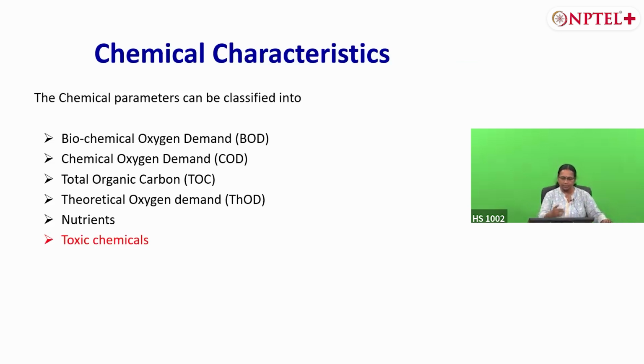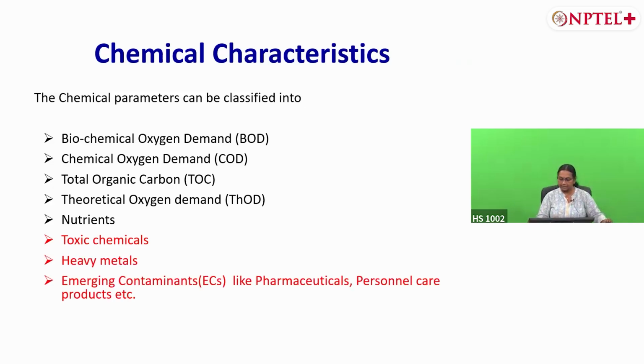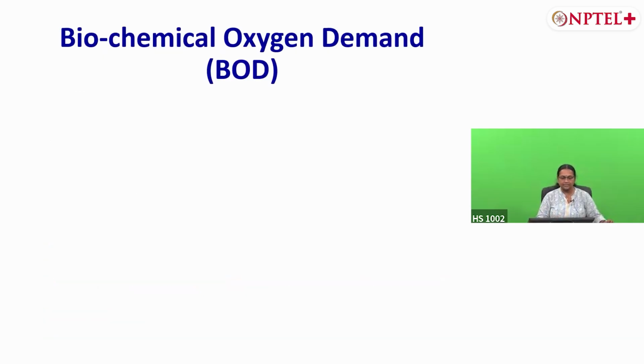Then other chemical parameters are toxic chemicals, heavy metals, and emerging contaminants like pharmaceuticals, personal care products, etc. Whatever I have marked in red, we'll discuss in the next class. So today we'll talk about biochemical oxygen demand, chemical oxygen demand, total organic carbon, theoretical oxygen demand, and nutrients. Alkalinity and hardness we have already discussed.